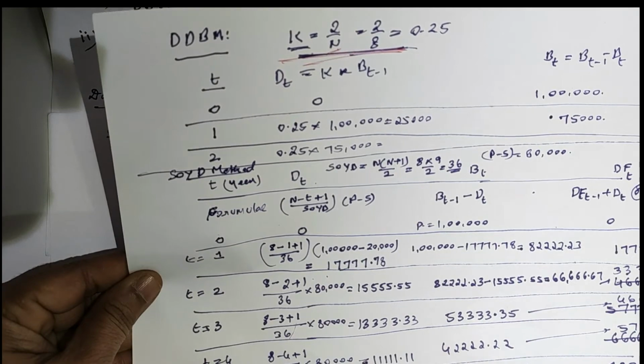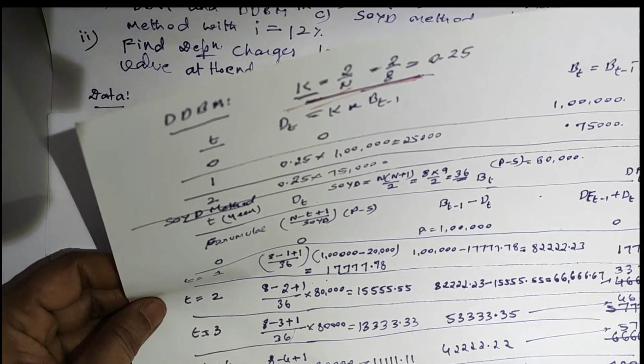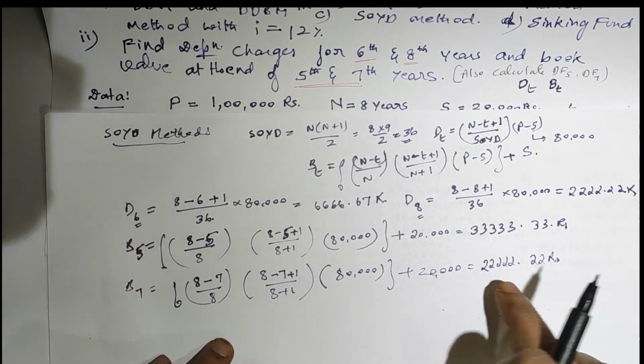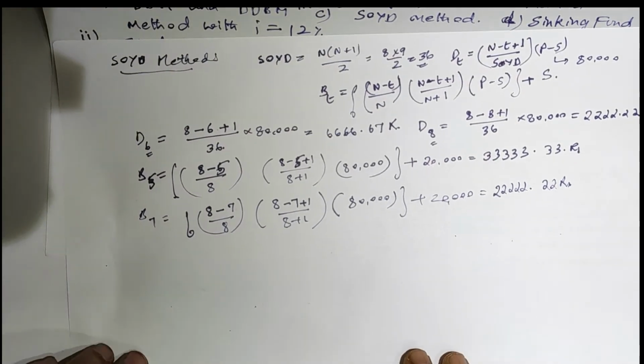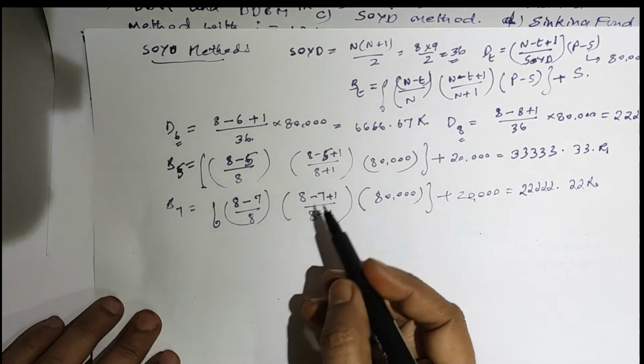B5 is 33,333, B7 is 22,222. So from the table also you can pick. If you can't remember the formula, anything is fine.